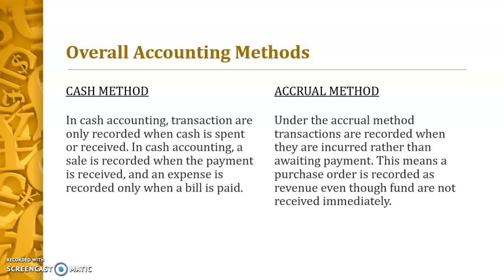Accrual accounting is based on the matching principle, which is intended to match the timing of revenue and expense recognition. By matching revenue with the expenses, the accrual method is intended to give a more accurate picture of the company's true financial condition. Under the accrual method, transactions are recorded when they are incurred rather than awaiting payment. This means a purchase order is recorded as revenue even though funds are not received immediately. The same goes for expenses in that they are recorded even though no payment has been made.